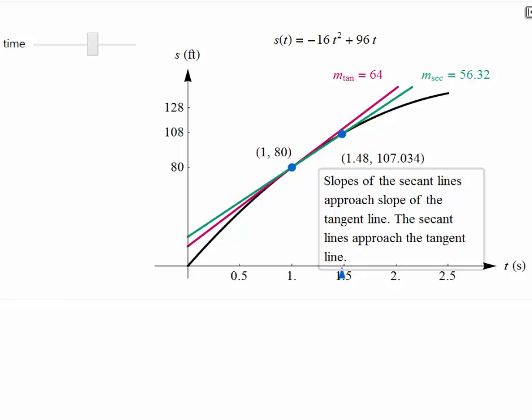We will talk more about tangent lines and get a more elaborate definition in later units. But what's happening here, again, as I make that interval smaller and smaller, and I'm letting t sub 2 approach 1, my secant lines are starting to approach the tangent line. And so the slope of the tangent line will be represented by the instantaneous rate of change, whereas the slope of the secant line is an average rate of change.